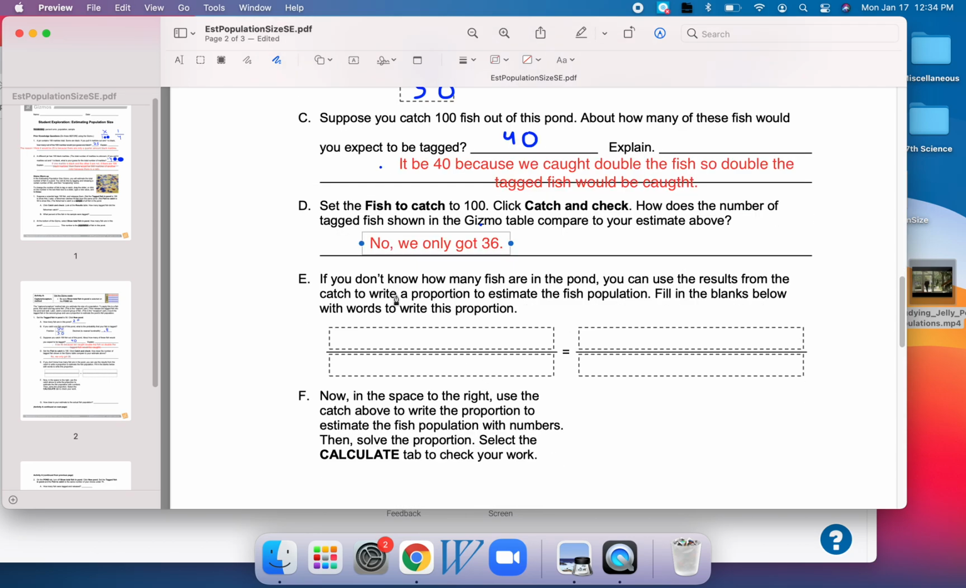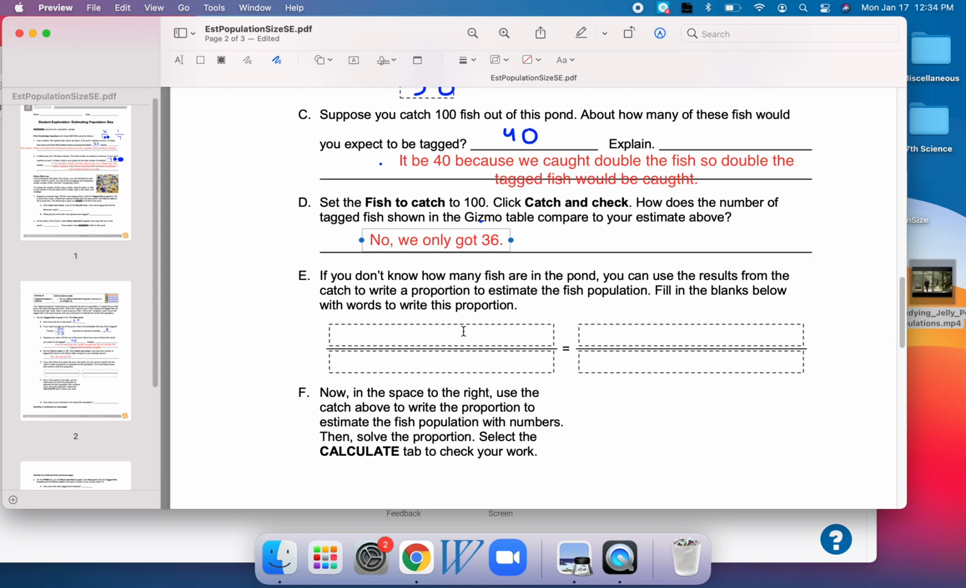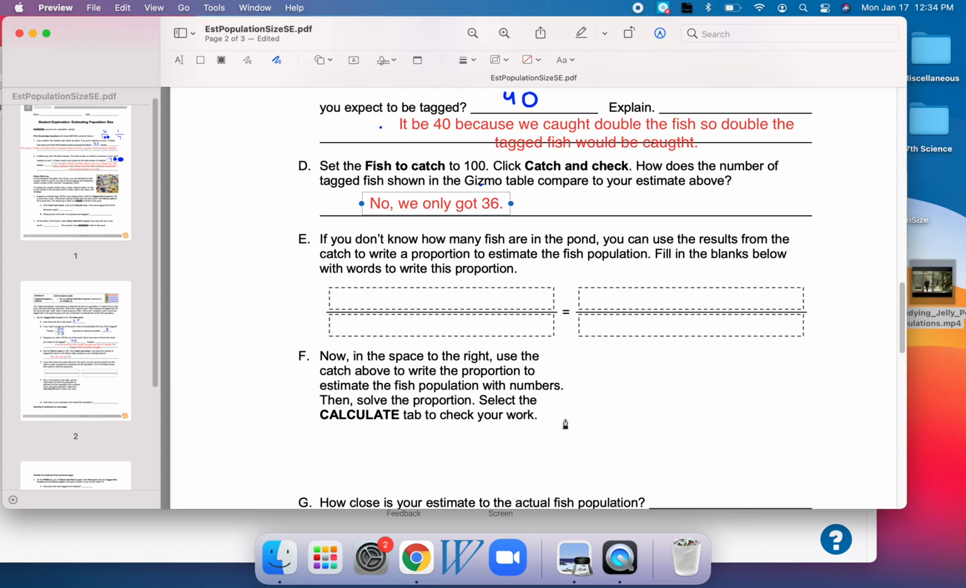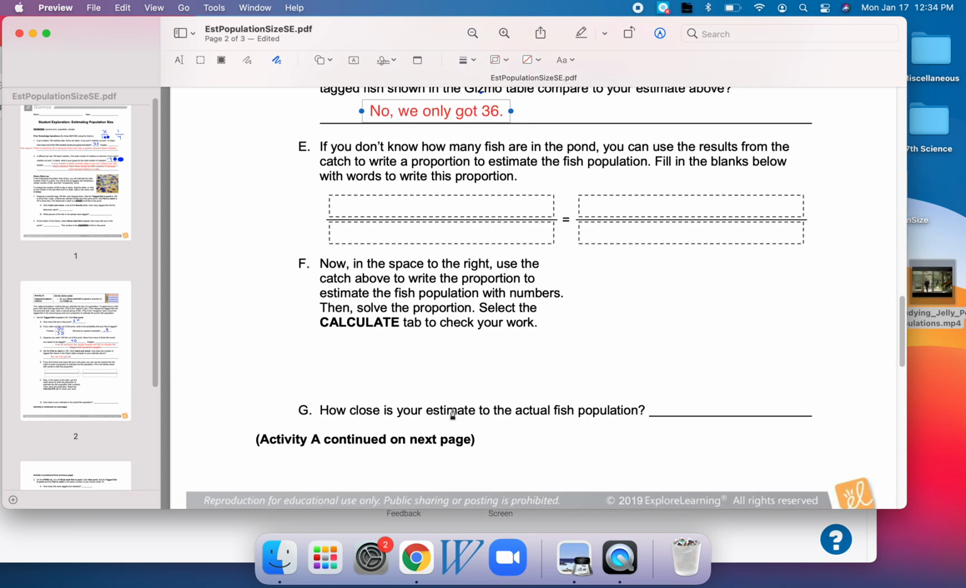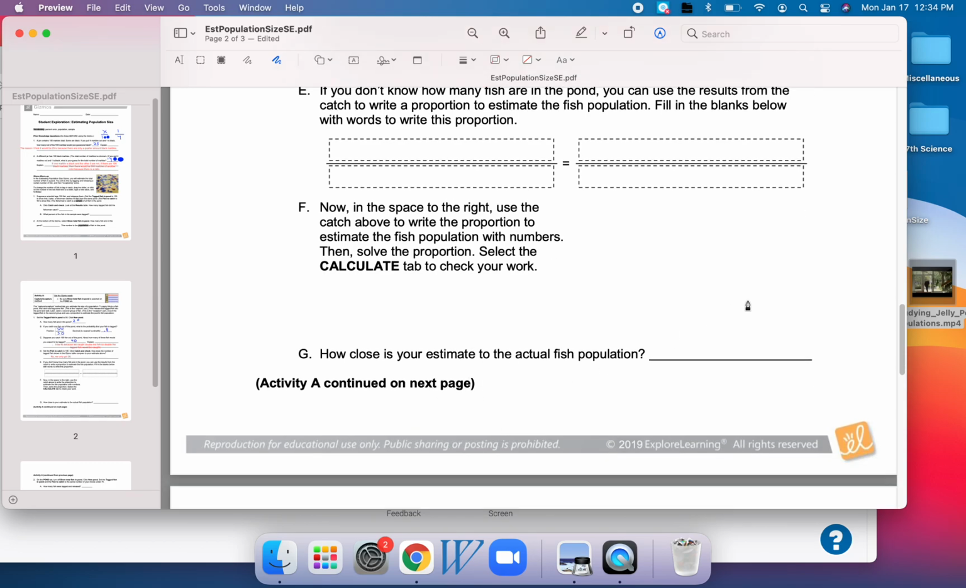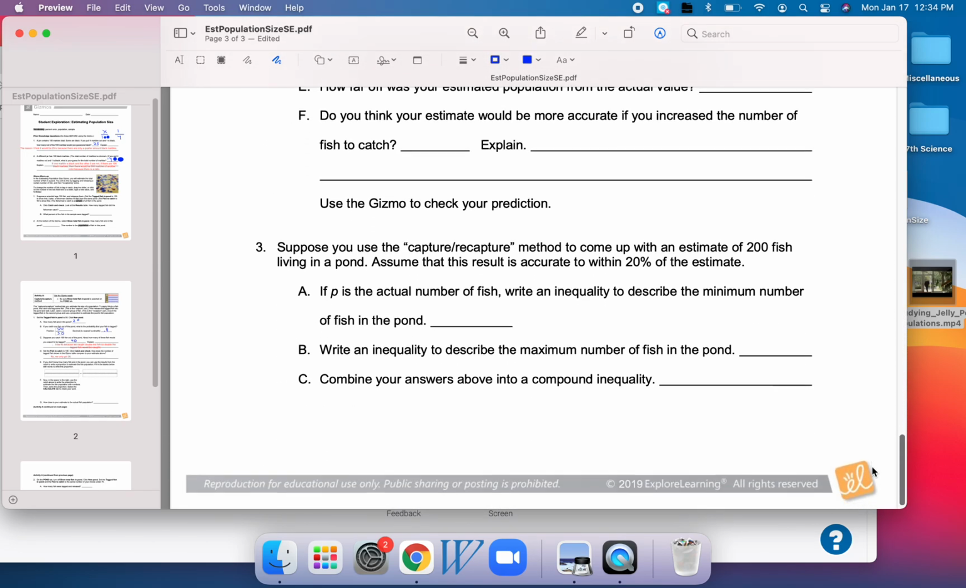If you don't know how many fish are in the pond, you can use the results from the catch and release to write a proportion. Fill in the blanks below, write the words in for this proportion. Now fill in the space to the right, use the catch and release. Select the calculate tab to show your work. Choose your estimate for the actual fish population.